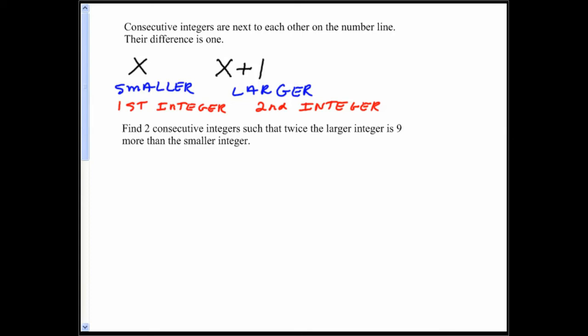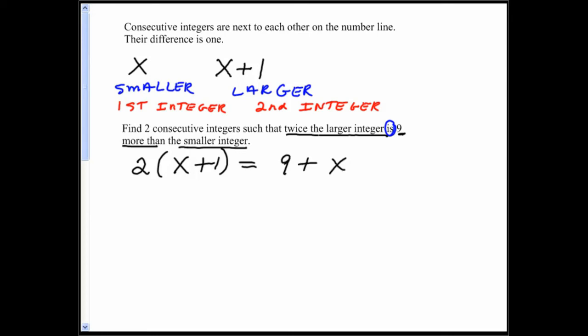So looking at our problem, we need to have twice the larger integer. Twice means 2 times. So you'll have 2 times the larger integer, which is x plus 1, is, which will represent the equal sign. Then we have 9 more than, which is plus, the smaller integer. So we'll have 9 more than the smaller integer. Here is our equation to solve. We've got 2 sides to the equation.